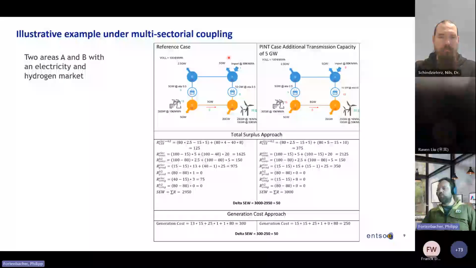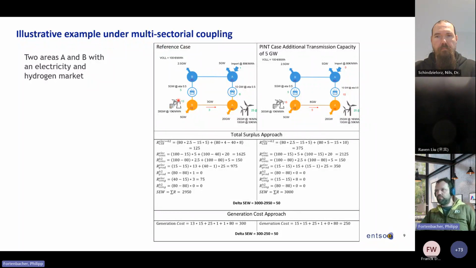So to come up with a dispatch, each node has to be balanced, right? So we can also see that under the generation cost approach. Under this economic dispatch, we would need to find the optimal solution in terms of cost, right? So this means we need to minimize the cost.